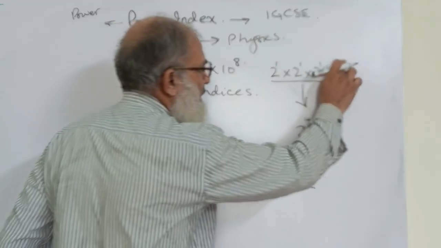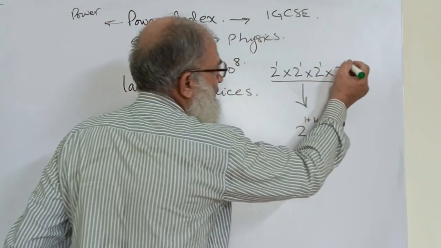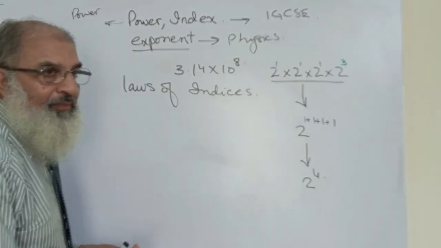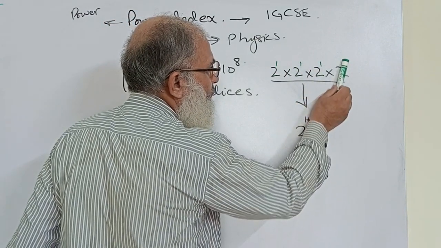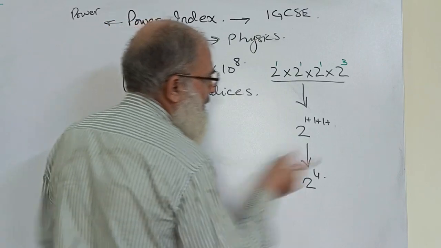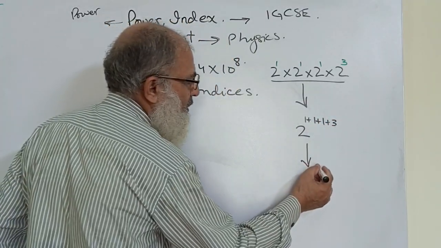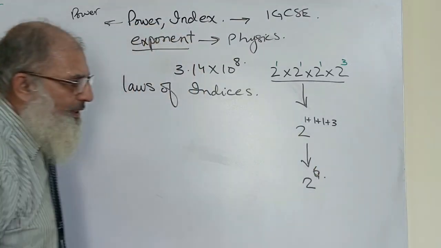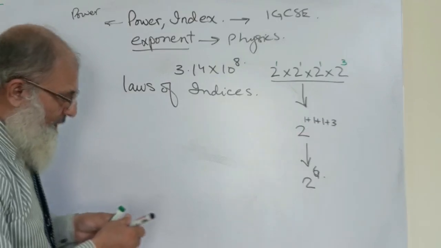Or if there are one or two powers which differ, you can count 1, 2, 3, 4, 5, 6 like this. Just add them, 3, 4, 5, 6. Now it will become 6 instead of 4. So this was the first law.